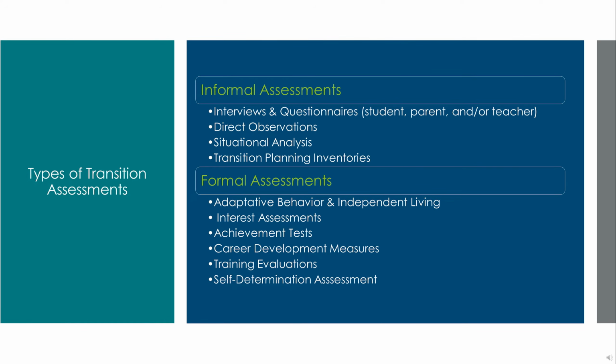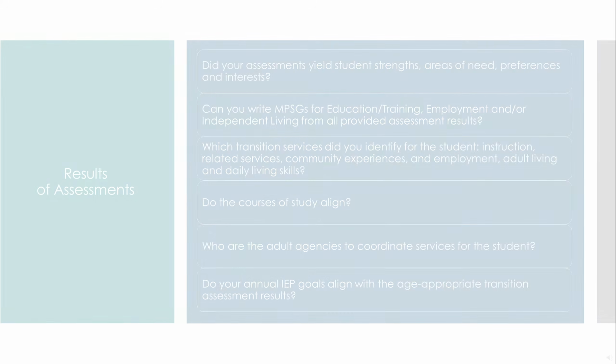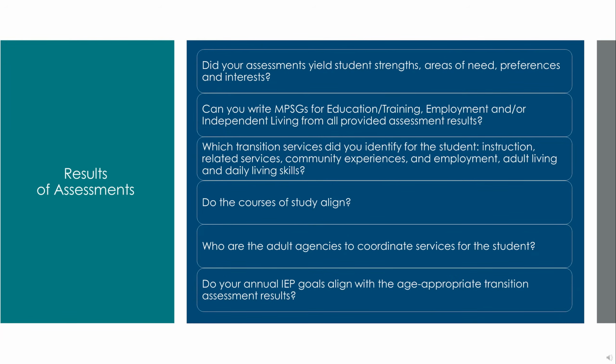Upon gathering all the assessment results, comparing the data, and meeting with the student to determine alignment of the student's interests and preferences with the results of the data, the IEP team should be able to answer these questions. Were the transition assessments utilized able to provide the most beneficial information about the student? Were they able to determine the student's strengths, areas of need, preferences, and interest?